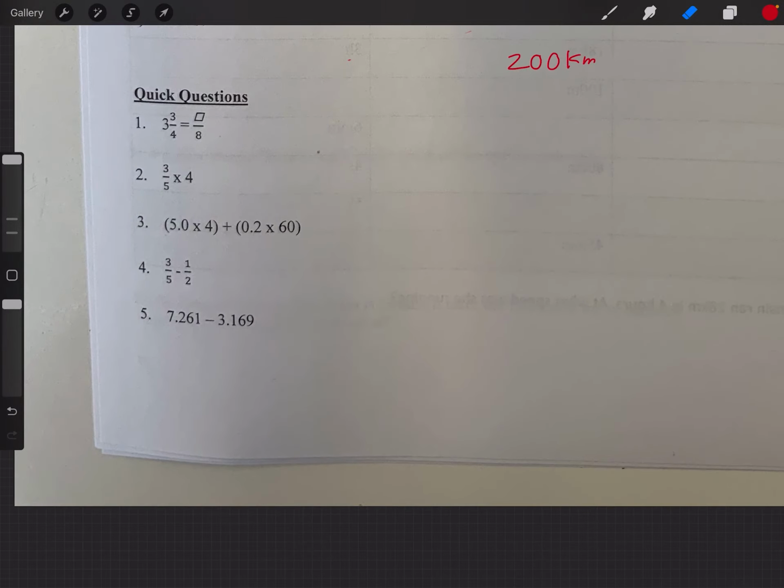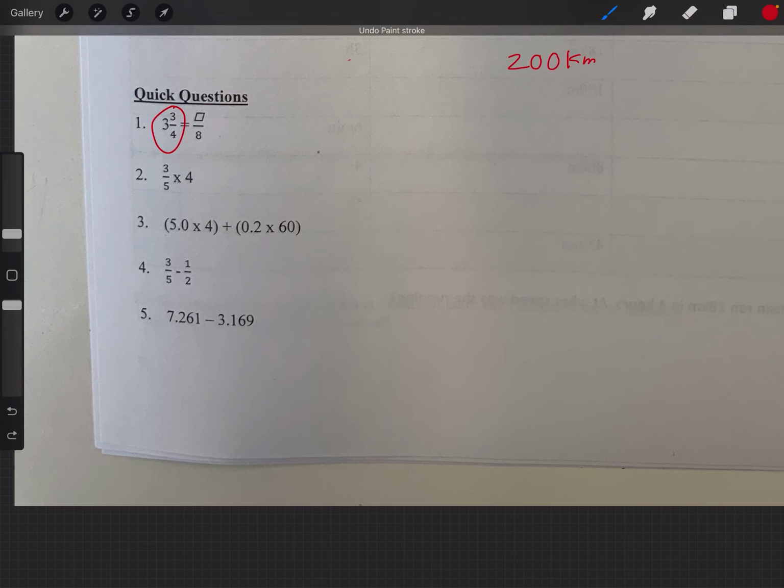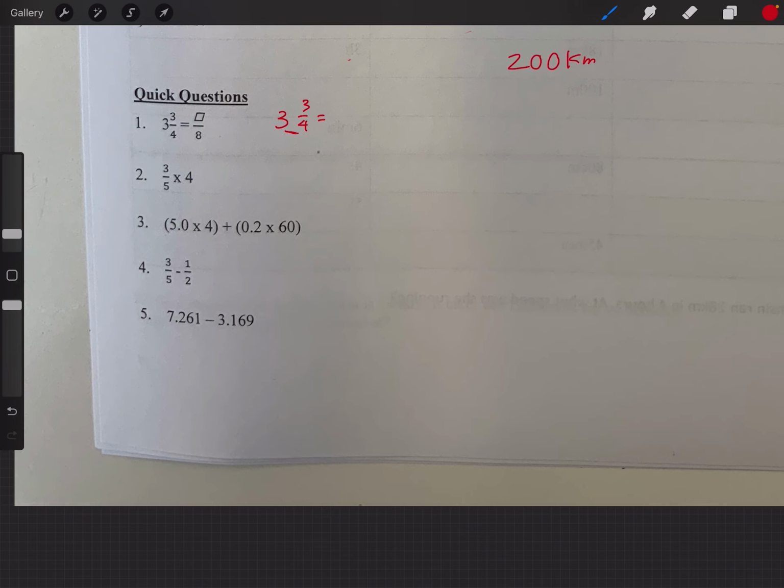Quick questions. Okay, so to turn this into this, we have to change 3 3/4 into an improper fraction. 3 times 4 is 12. 12 plus 3 is 15. 15 on 4. Now we want to change that into something over 8. See, it says something over 8 here. So 4 to 8, we times it by 2. 15, we times it by 2, we get 30. So it'll be 30 over 8. The answer for the box is 30.